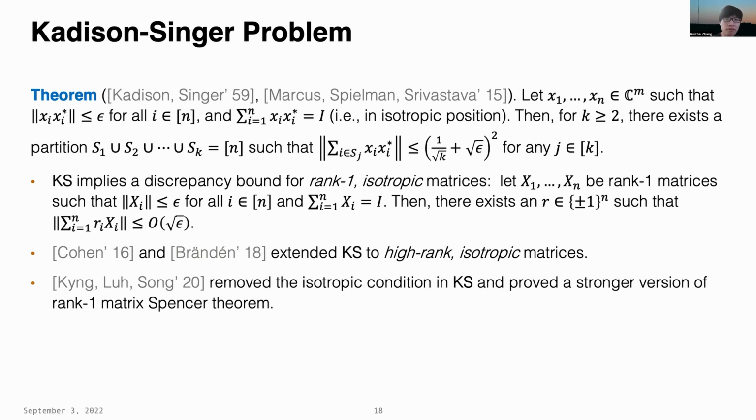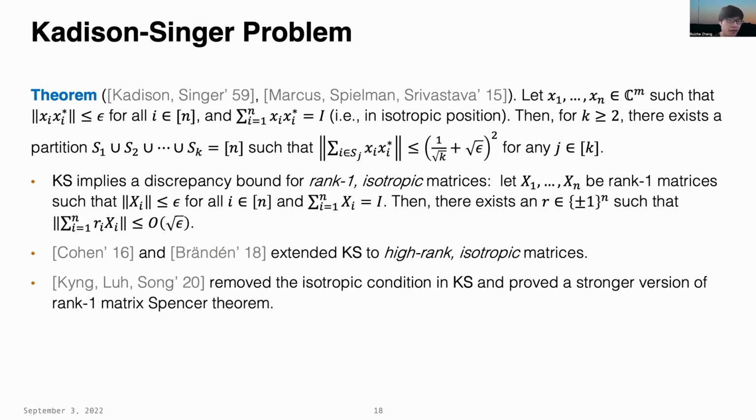Then for any k at least 2, there exists a partition of the set [n] into subsets S1 to Sk, such that the sum of xi times xi transpose over the vectors in Sj has spectral norm at most (1 over square root of k plus square root of epsilon) squared for any subset.